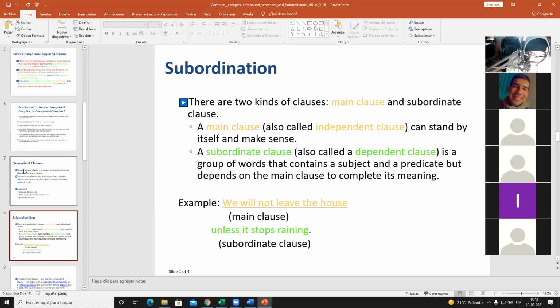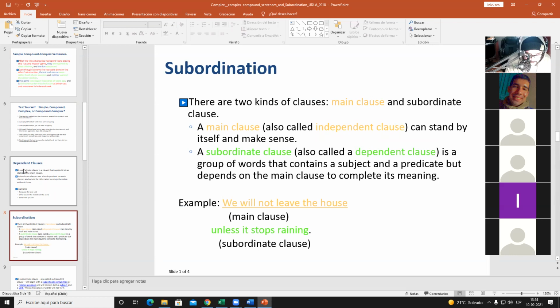Okay, this process, and this is really relevant, the process of joining a dependent clause to an independent clause, we're going to call it subordination. Write that down, subordination, the process of joining or putting together a dependent and an independent clause. It's sort of difficult because if you don't know the subordinate conjunctions, then it's quite difficult for you to realize where the dependent clause is.